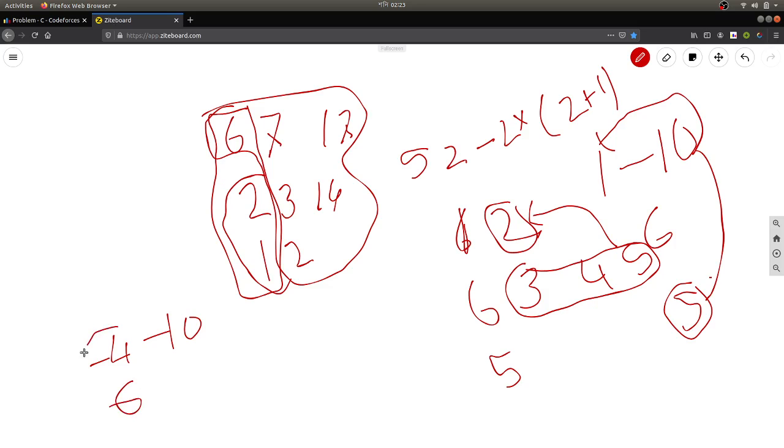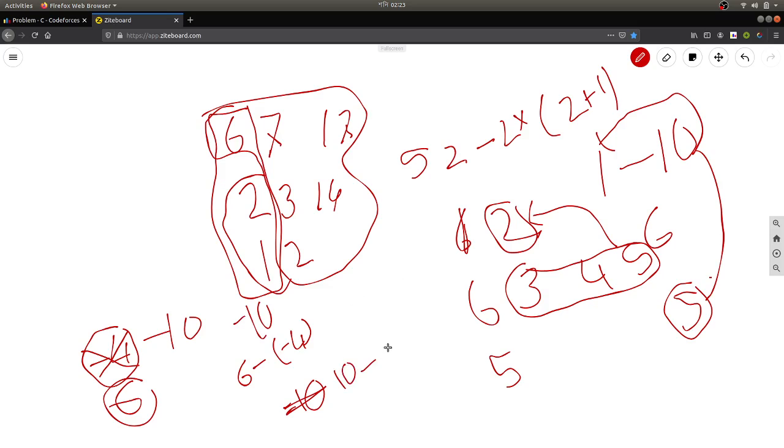Now I take this and this out and replace it with 6 minus 4, and the minus 10 remains. So 6 minus 4 is, sorry, 6 minus 4 is 10, and minus 10, now I also replace it with minus 10. So it becomes 20.